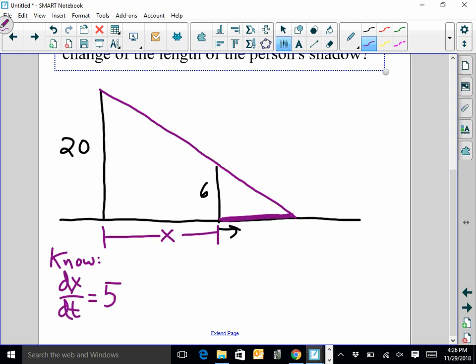I also am going to need to name the shadow's length. Once again, I don't know what my shadow length is right now, but I need to know how that shadow is changing. So I'm going to call the shadow, which starts here and finishes out here, that distance S for shadow. And I'm going to try my best to make my S's not look like 5s. So what I need is ds/dt. So what the heck do I do?